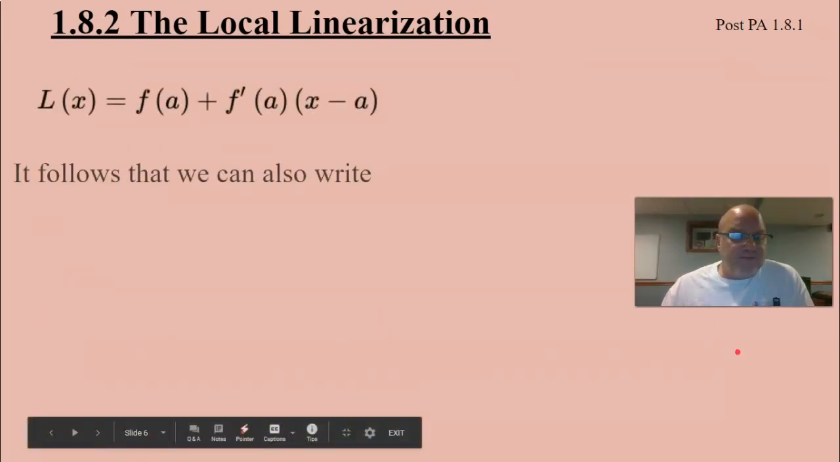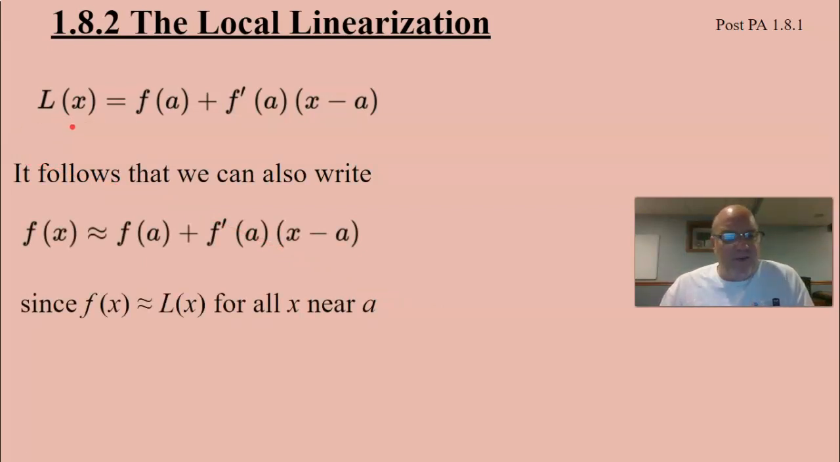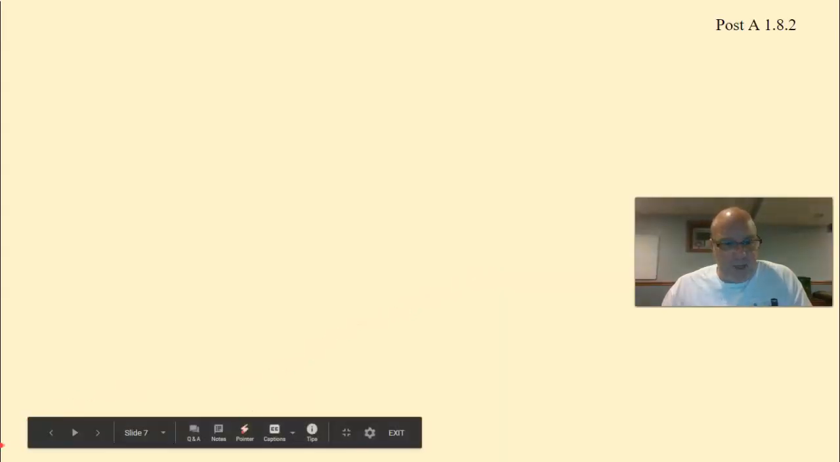Okay, so what do we have here? We know that if the tangent line to a function is f of a plus f prime of a times x minus a, which is just point slope form, then it follows that f of x is approximately f of a plus f prime of a times x minus a. Approximately, because remember, L of x is a tangent line, and when you zoom in and get really close, for all x values near that a value, f of x and L of x are approximations of each other. And that is that.